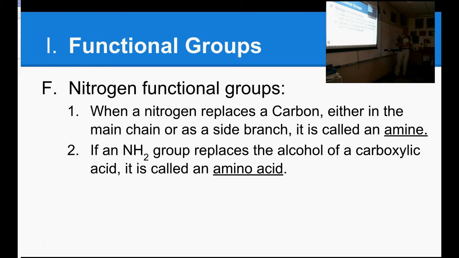So that's very common in genetic molecules, particularly if you have an NH2 group replacing the alcohol of a carboxylic acid. So it's a carbon double bonded to an oxygen and then an NH2 at the bottom. That's called an amino acid. And of course, you remember from biology, amino acids are the building blocks of all of the molecules in your body, like DNA, RNA. Those are all organic molecules with that amino group floating at the end.